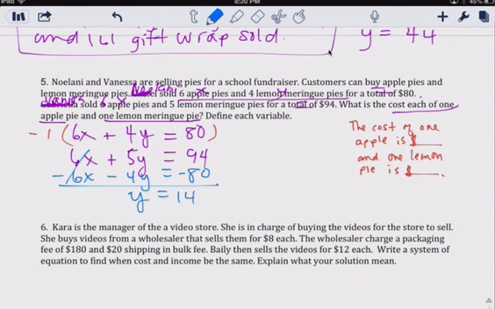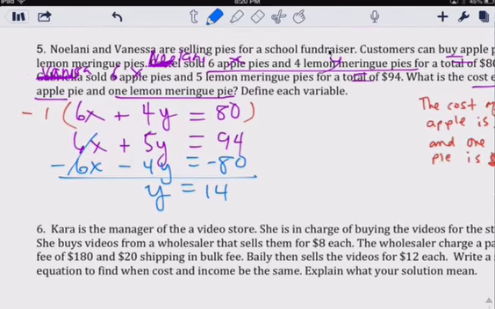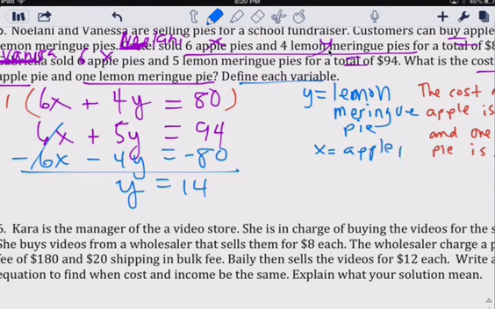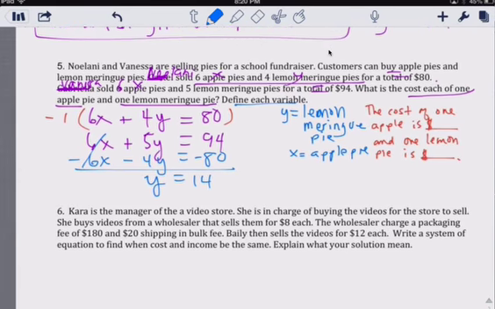So what is y? Lemon meringue pie. We need to write that down. We need to define each variable. Y equals lemon meringue pie. Oh, I spelled that wrong, it's an E. And x is apple pie.